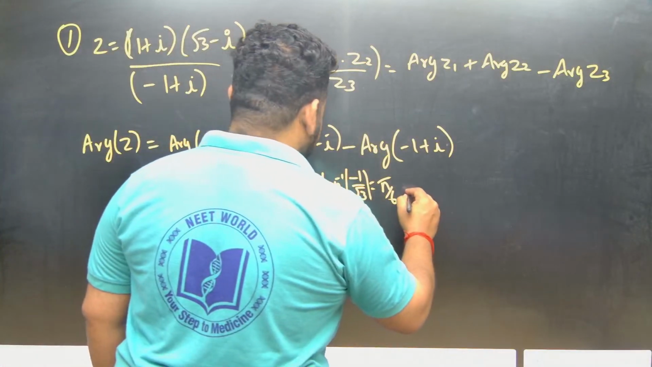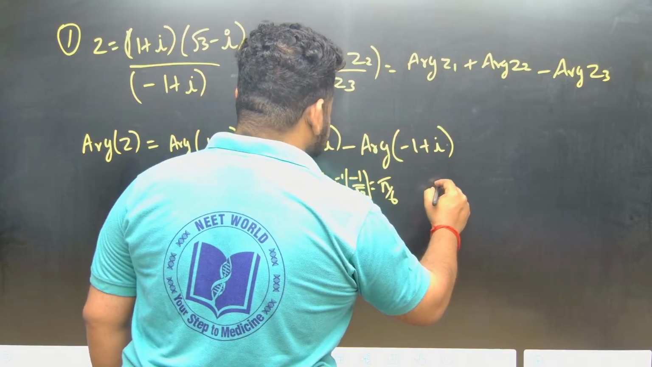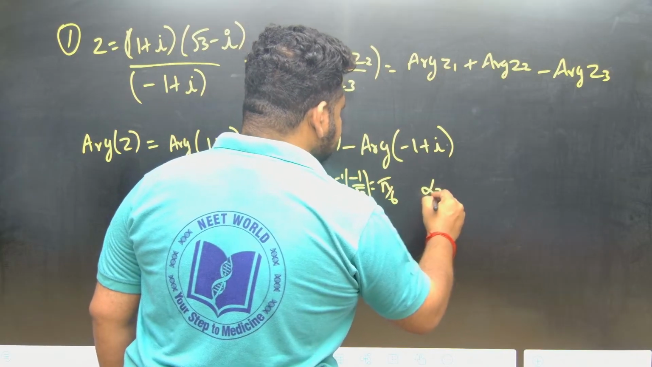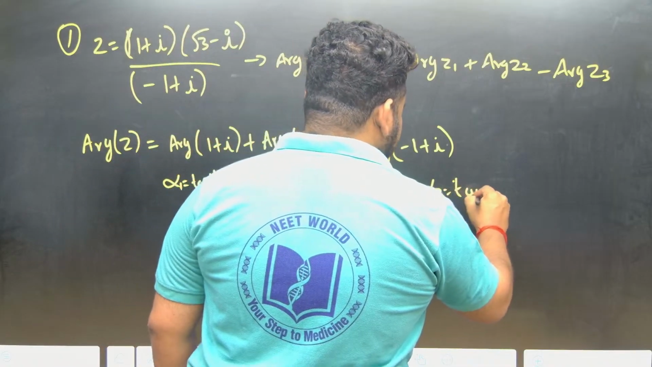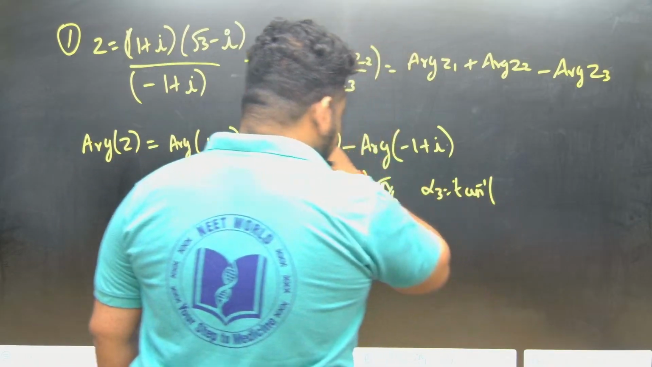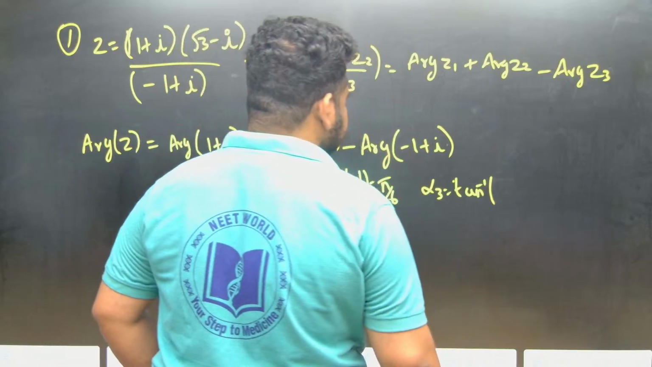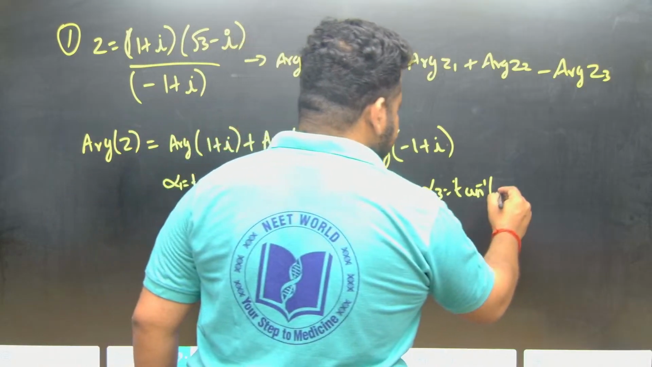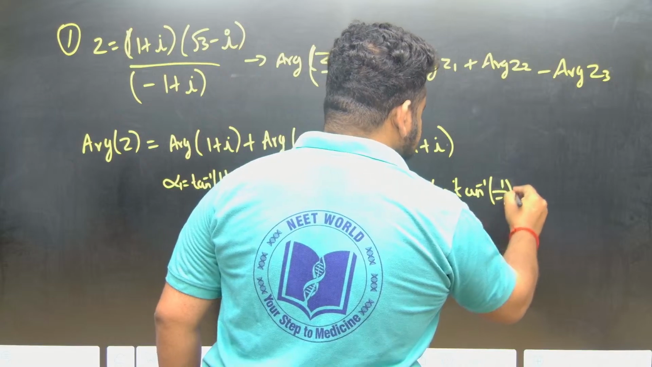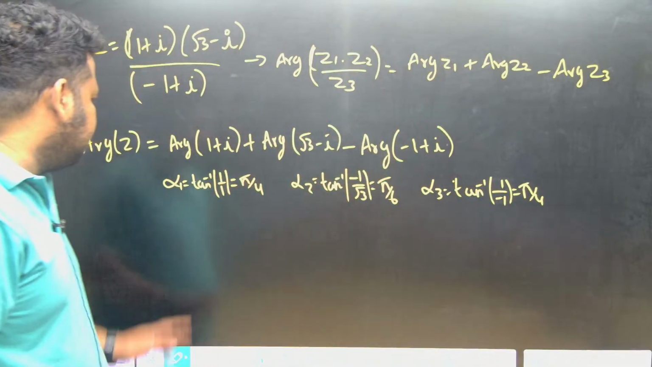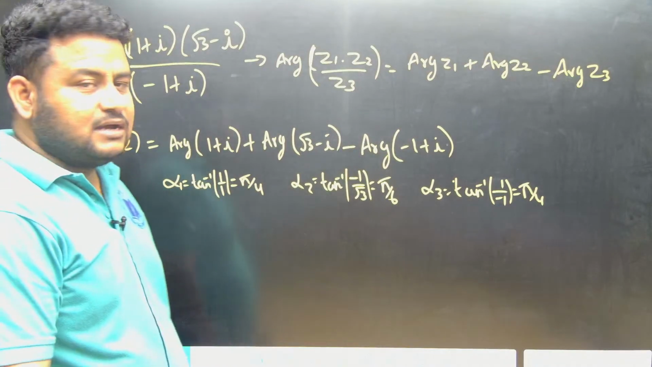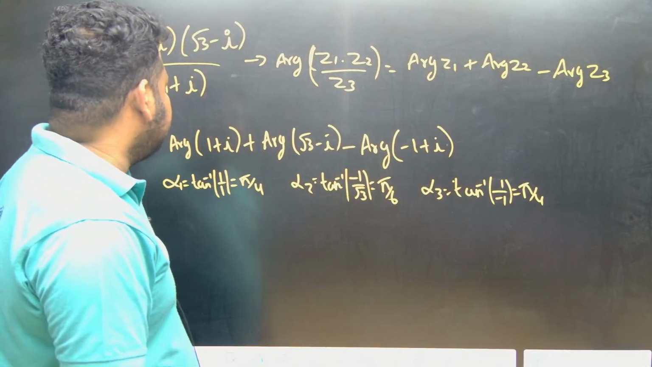Pi by 6. Now, what is this alpha? Alpha 3. Alpha 3 is tan inverse of what we are having: minus 1 plus I, that is 1 by minus 1, which is nothing but pi by 4 itself. This is also pi by 4. So, we got alpha 1, alpha 2 and alpha 3.